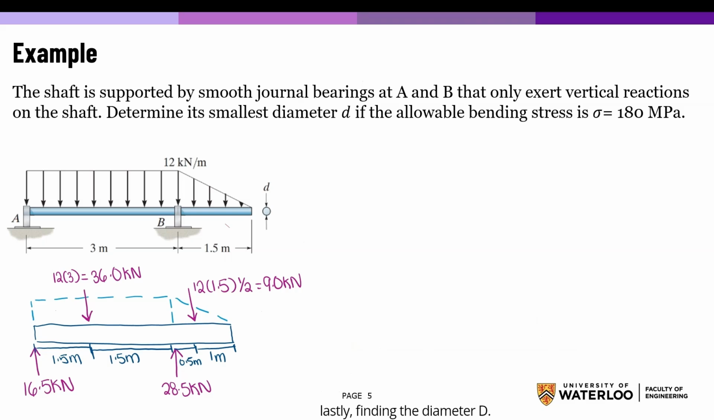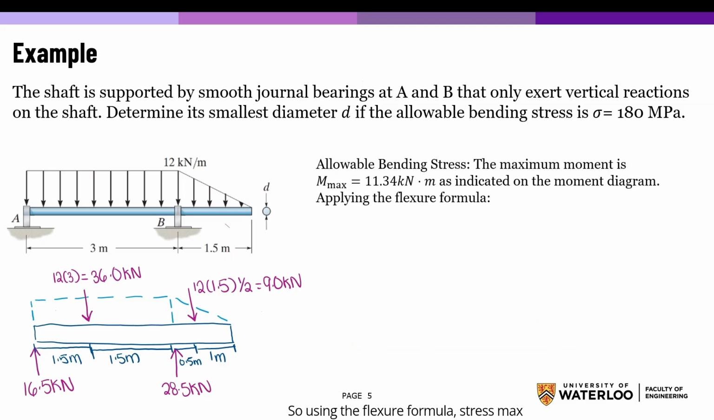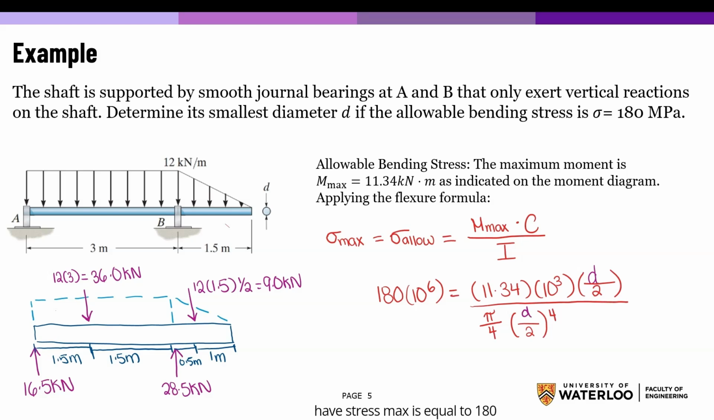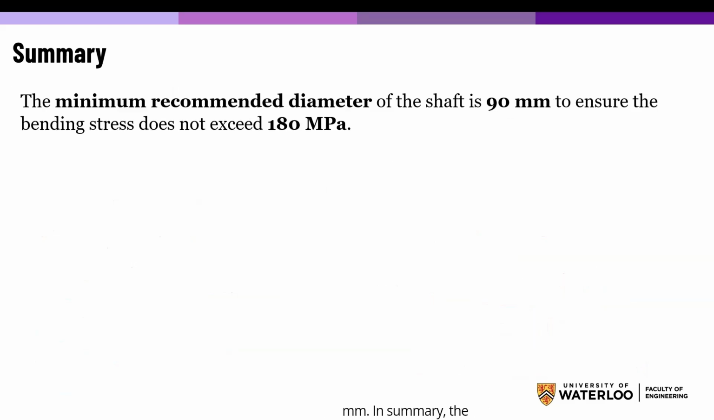So lastly, finding the diameter D. Using the flexure formula, stress max is equal to moment max times c divided by the moment of inertia. We have stress max is equal to 180 megapascals. The moment max is equal to 11.34 kilonewton meters. c is equal to diameter divided by 2, and the moment of inertia is equal to pi divided by 4 times the radius to the power of 4, which is diameter divided by 2 to the power of 4, or pi times diameter to the power of 4 divided by 64. Rearranging for D, we get the diameter is equal to 86.3 millimeters.